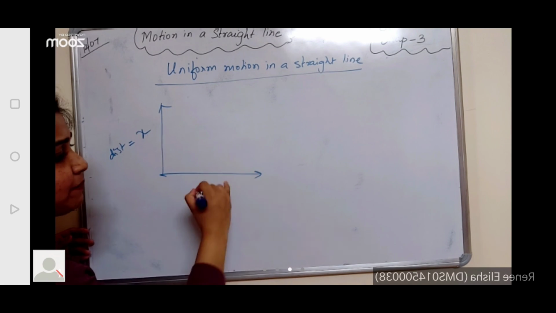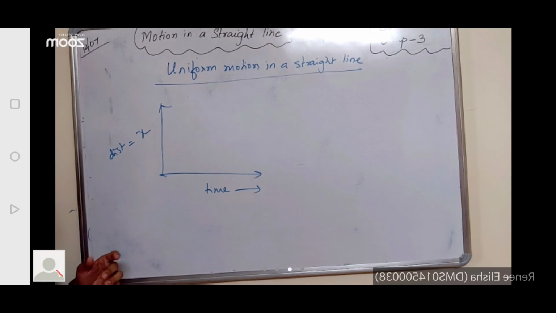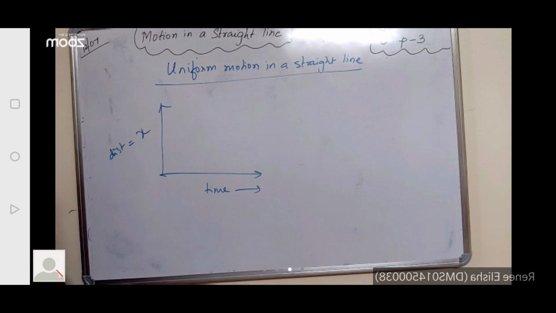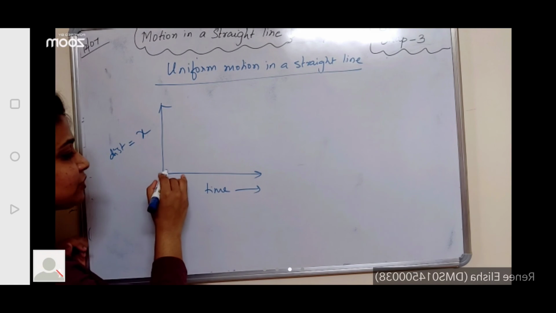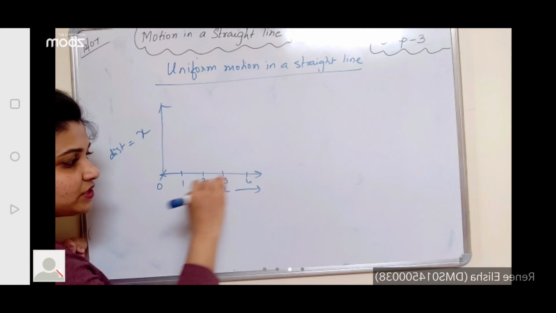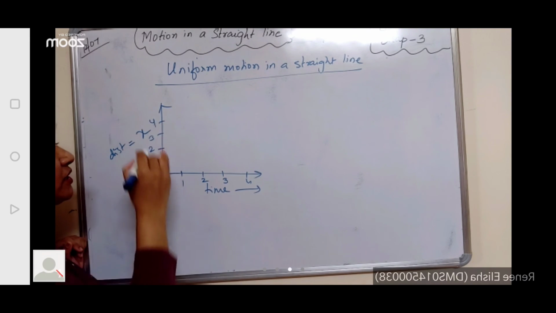And time along the x-axis. So uniform motion is, a body is said to be in uniform motion if it travels equal distance in equal intervals of time. Now suppose this is the origin, time taken is 1 second, 2 seconds, 3 seconds, 4 seconds, and distance covered is 1 meter, 2 meters, 3 meters, 4 meters.